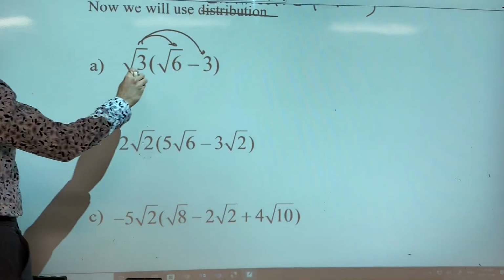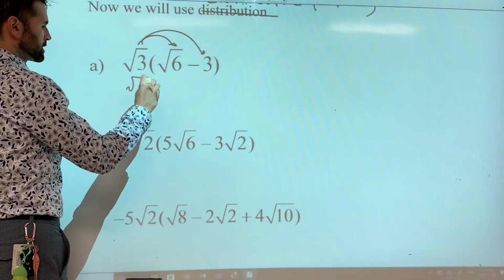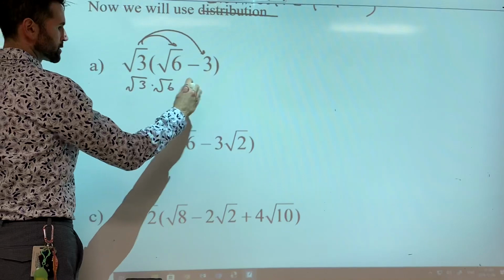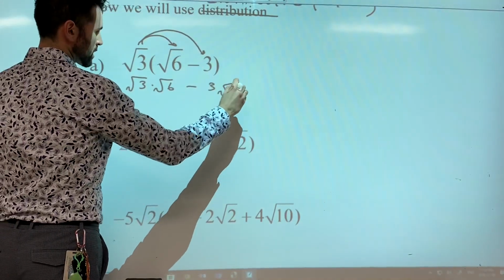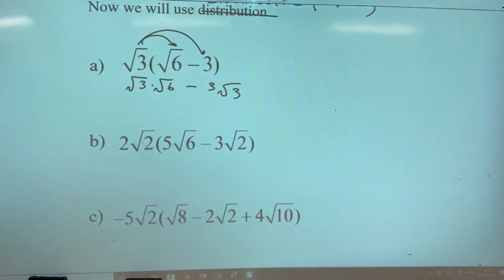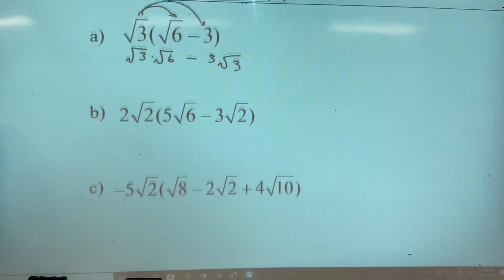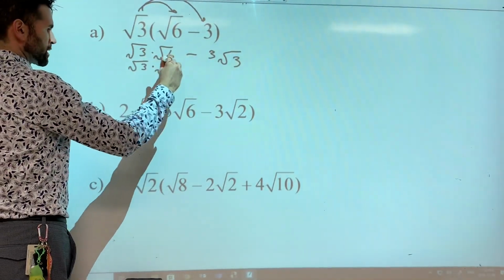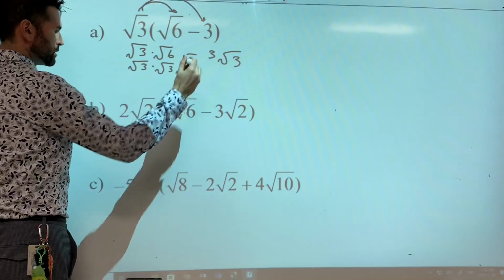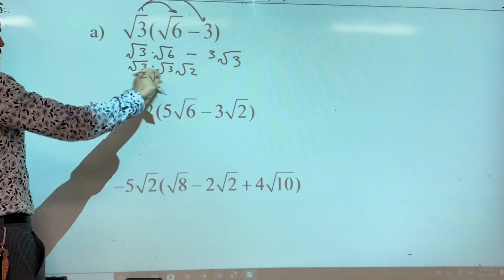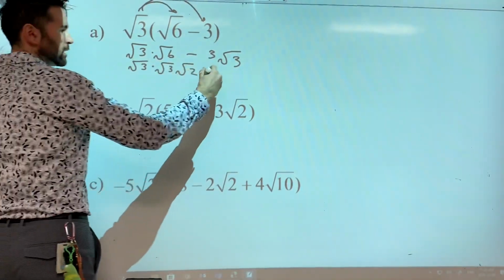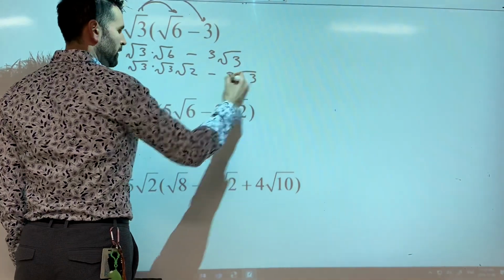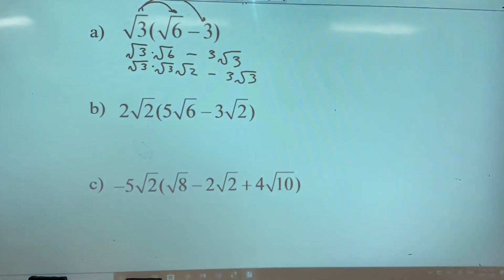So you're going to have square root 3 times square root 6, subtract 3 times square root 3. Try to write the coefficient first. And then if you can simplify, great. So like the square root of 6 is the square root of 3 times the square root of 2. So you'll notice I'm doing this using that other property we learned a little while ago. So I'm writing it as separate square roots, but that's okay.